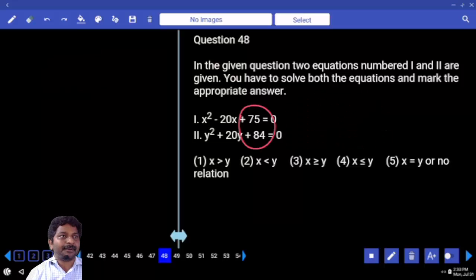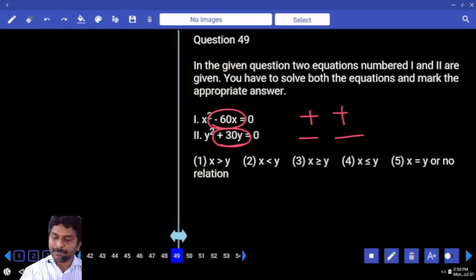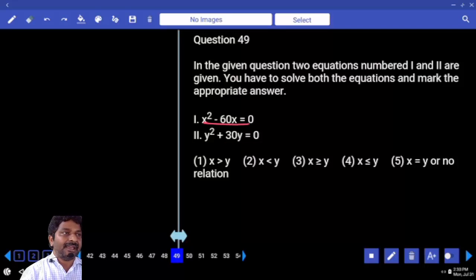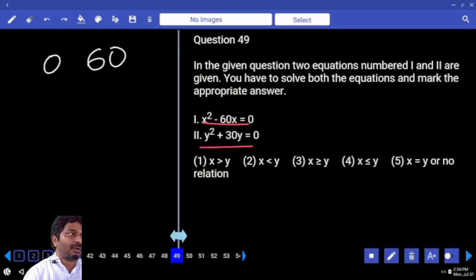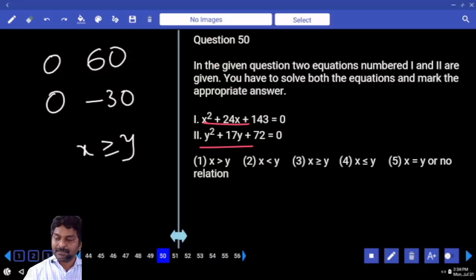C values both are positive. B value is negative, so it should have positive factors. B value is positive here, so it should have negative factors. So without numbers we can say x is greater than y. Next. Here also x into x minus 60 is equal to 0. X is 0 or 60. Here y into y plus 30. Y is 0 minus 30. So clearly x is greater than or equal to y.